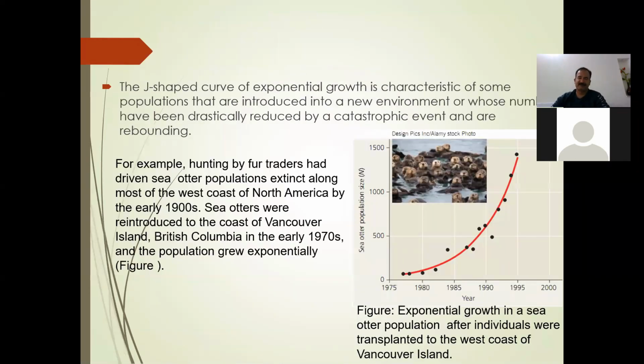So we have an example of a J-shaped curve, which is exponential growth. In this population, we normally observe a J-shaped curve in new populations, especially those introduced to a new environment where environmental resources are abundant, or any population which was previously wiped out by flood, earthquake, and other natural calamities, and now once again the population is going to re-establish itself.